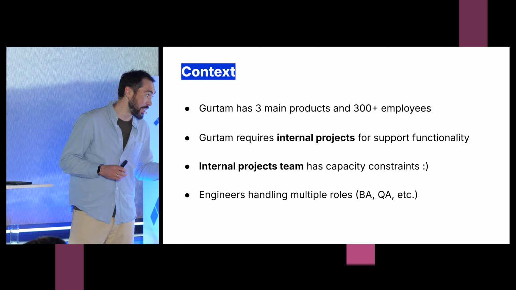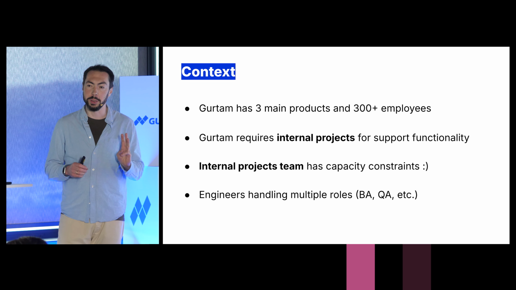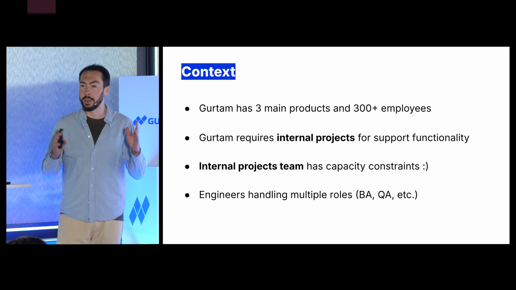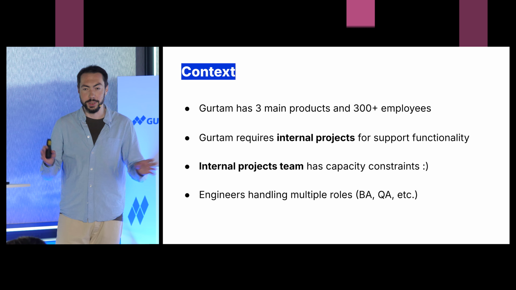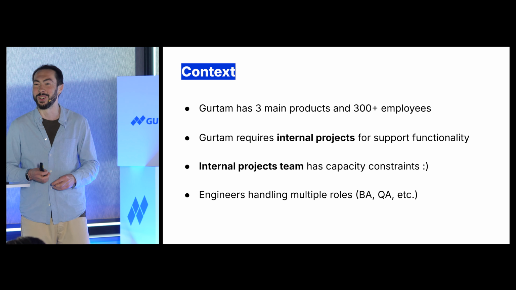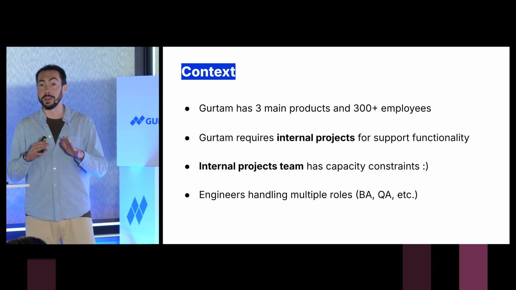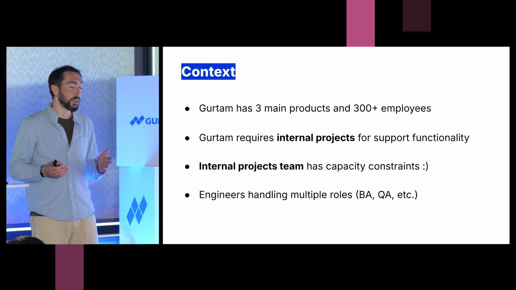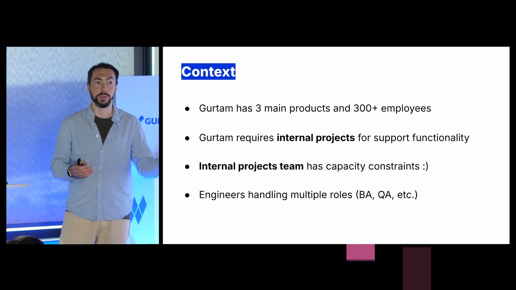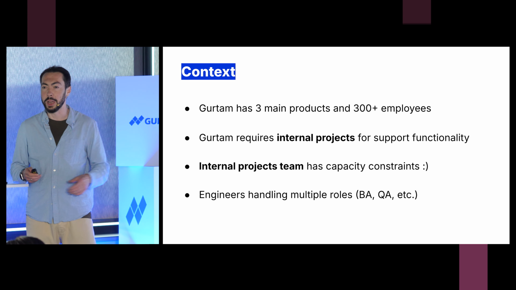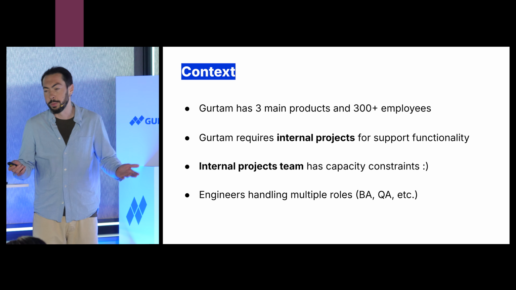Internal project team has capacity constraints. We have only 3 engineers in our team. 2 of us are full-stack engineers, and 1 engineer does everything that nobody else can do in our company. And with this team, engineers really often handle multiple roles, such as BA, QA, designer, and so on. We do projects with almost nothing.